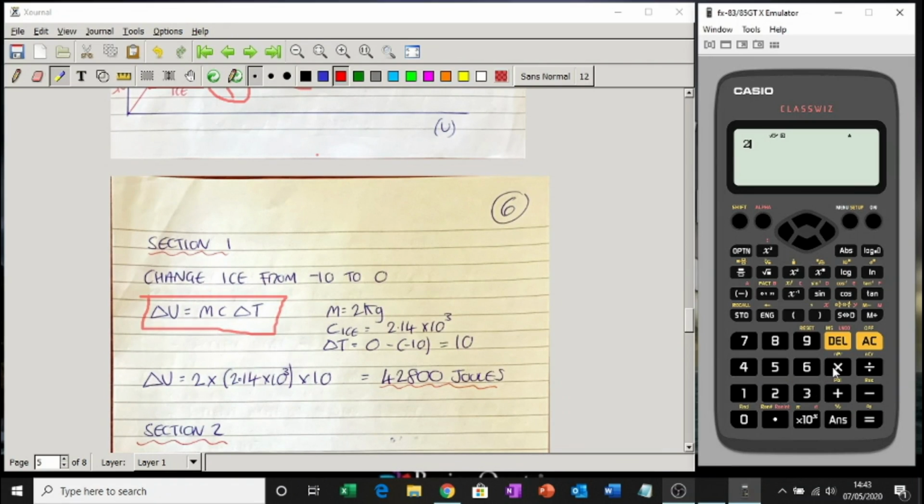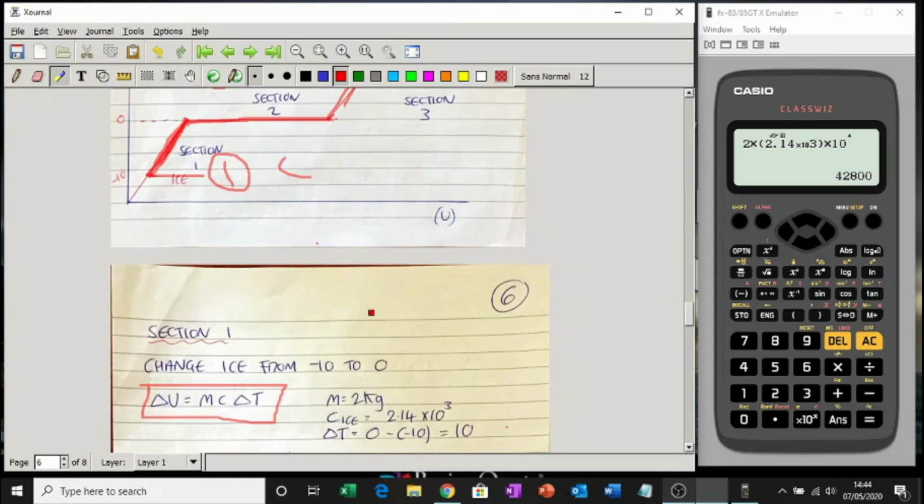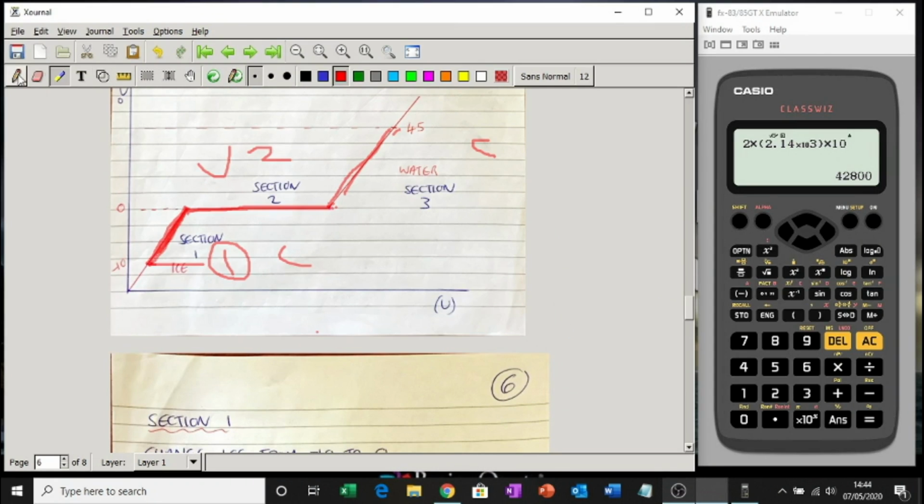Calculator. 2 times by 2.14 times by 10. 42,800. 42,800. Which means that we've got to go from there to here. We need to put in 42,800 joules of energy just to go from there to there.